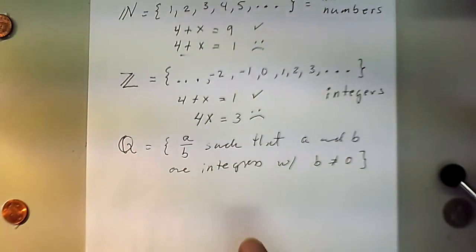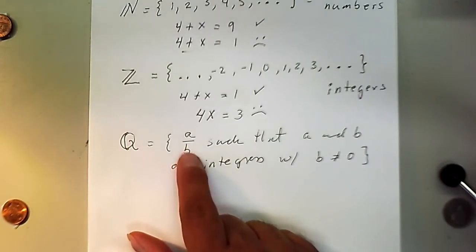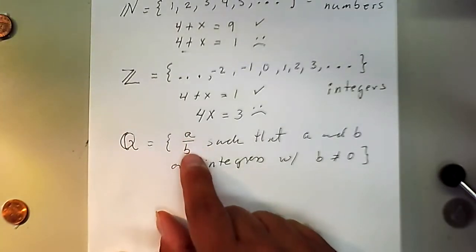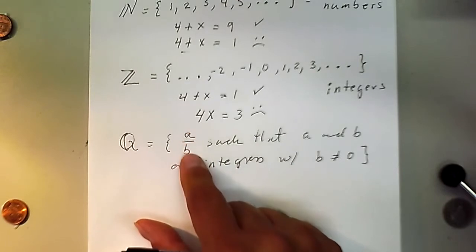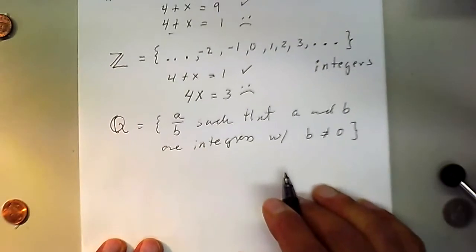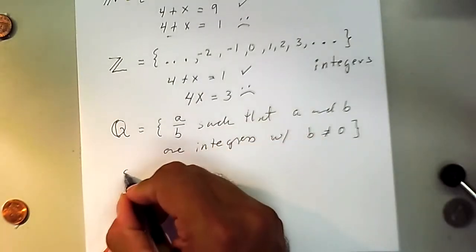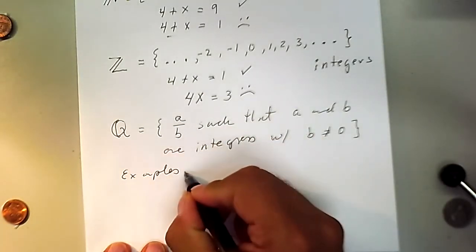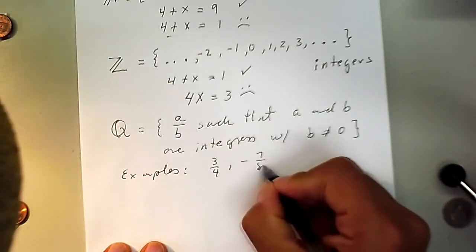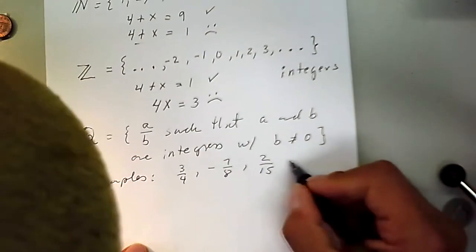Now, notice that I said the set of all the numbers that can be written in this way. I'm going to come back to that in a little bit, but that is important. I didn't say all the numbers that are written in this form, but that could be written in this way. There are a couple of words I have to say about that. But anyway, some examples of this kind of numbers are 3/4, negative 7/8, 2/15, etc.